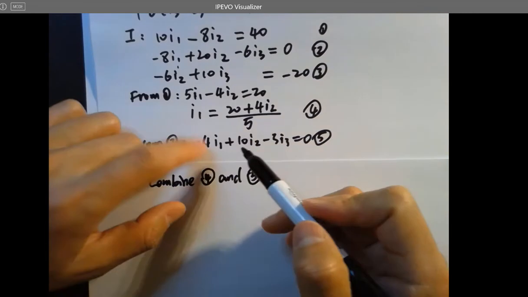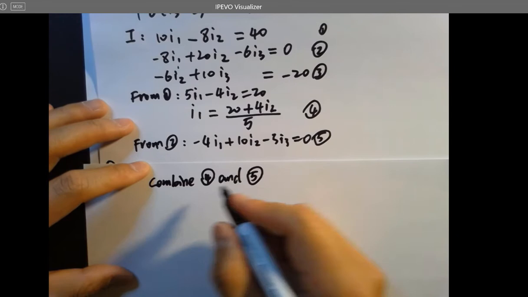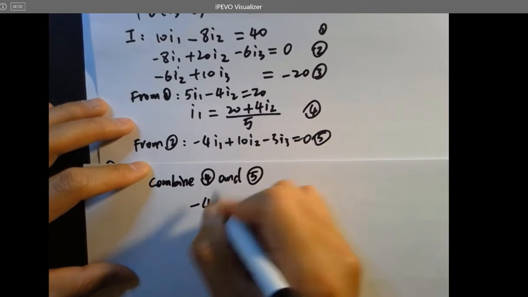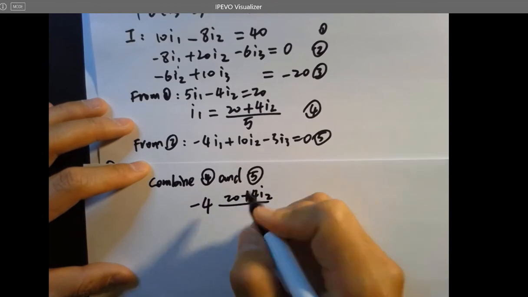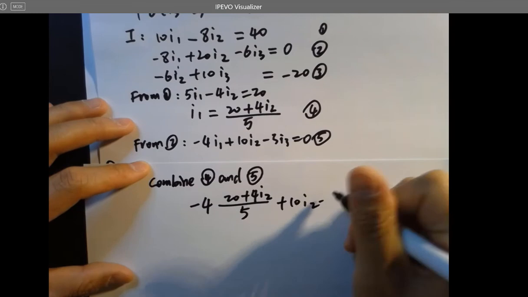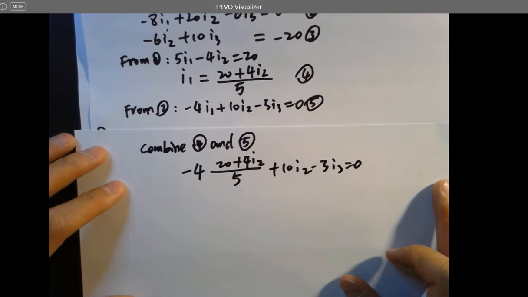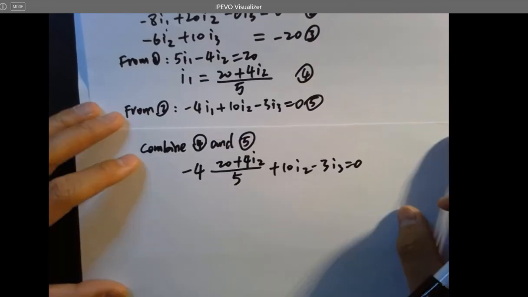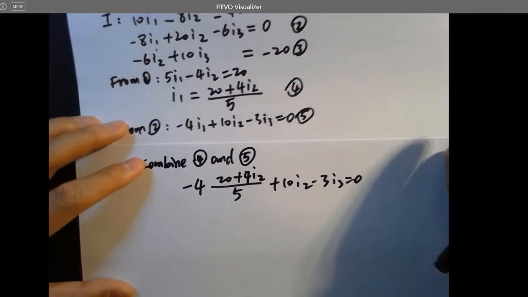So substitute I1 in 5. Use the fourth equation over here. So you are getting minus 4 times the entire thing here, 20 plus 4I2 divided by 5, plus 10I2 minus 3I3 equals 0. So let's simplify this one. So we only have I2 and I3. So we can combine with equation 3 to solve for I2 and I3.